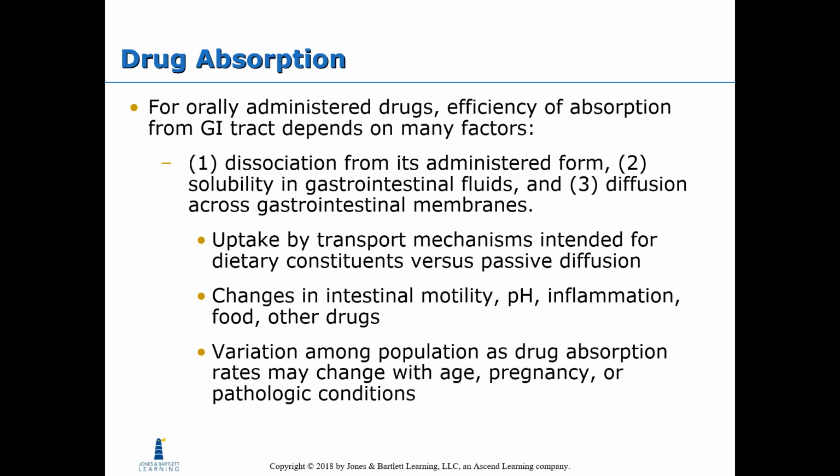Sometimes patients who are given certain types of pain medications will become constipated, and combine that with certain other types of medications can lead to toxicity of those other medications, because the medication stays in their digestive tract a little bit longer, as opposed to excess amounts being released in the feces. So having those constipating medications can lead to an increase in toxicity and can cause issues within those patients. Variation among population, as drug absorption rates may change with age, pregnancy, or pathological conditions.